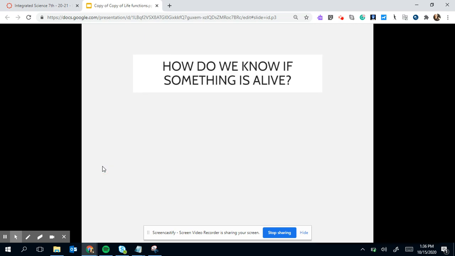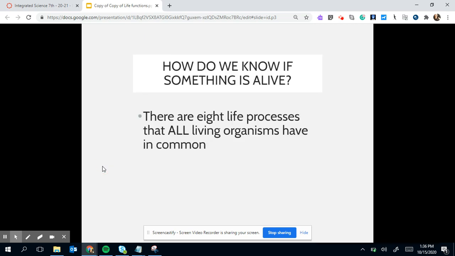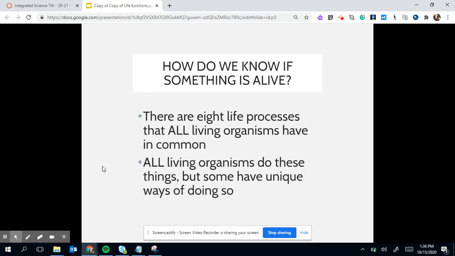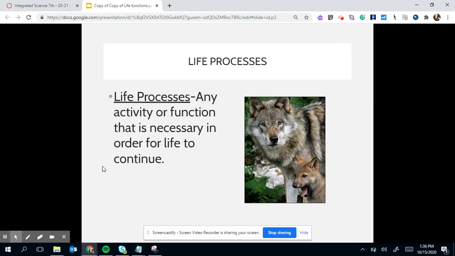So how do we know if something is alive? There are 8 processes that all living things have in common. All living things do these things, but some have unique ways of doing them. A life process is any activity or function that is necessary for life to continue.